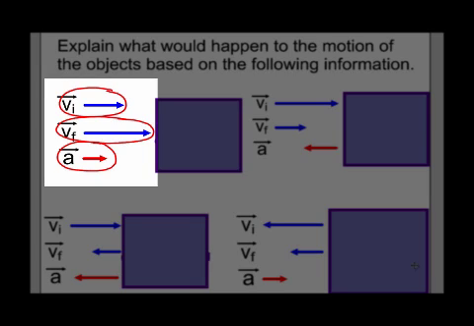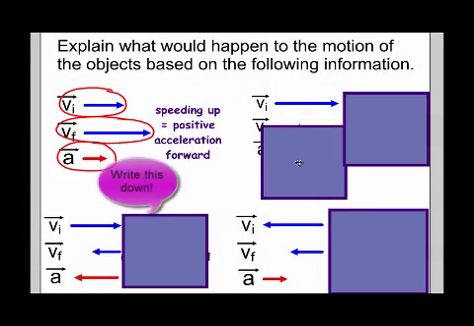I want you to think about what would happen to that object in that case. Its final velocity is bigger than its initial velocity, and its acceleration is also to the right. So if this was you driving a car or something like that, what would happen? I can click on this box, we'll move it.